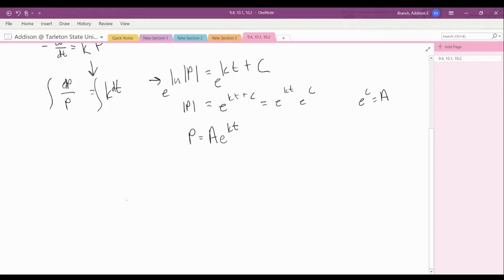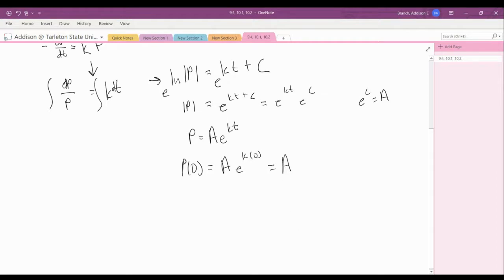If they give us an initial value, let's say P of 0, and we plug that in, we get A times e to the k times 0. e to the 0 is 1, so that's going to end up being just A.